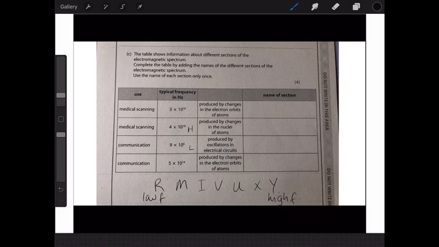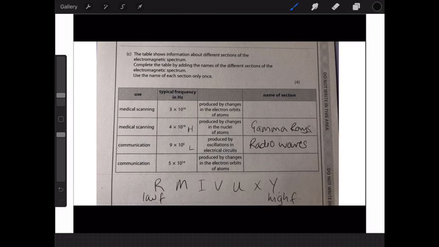So for this high frequency, gamma rays are indeed used in medical scanning and they're produced when the nucleus of an atom is changing. It's radioactive, it's giving out gamma rays. So I am absolutely confident this one is gamma rays, and I can write gamma in there. And for the communication, radio waves are definitely used for communication and they are indeed produced by oscillations in electrical circuits. So I'm absolutely confident I've got my radio waves one right.